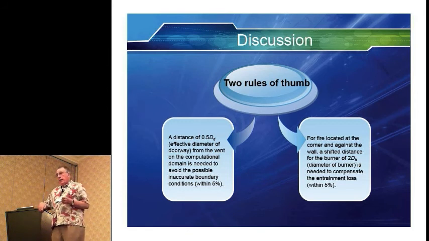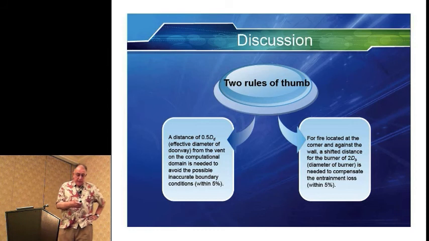And the other thing is, if you have a fire against the wall, and it's a round burner, you better not make it a square burner in FDS. Some of these are maybe logical, but when you're running the code as a first-time user or even an old-time user, you may not think about these little subtleties. So this is the essence of the work.